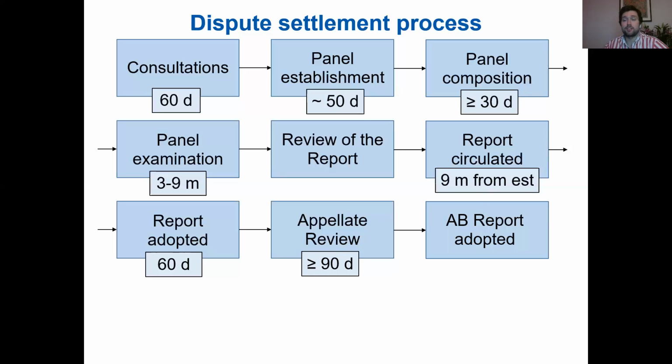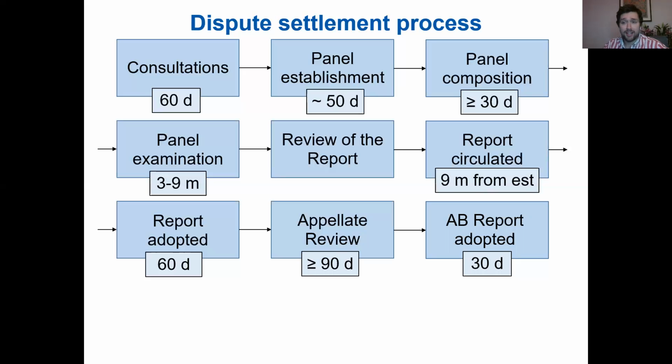What happens next? The appellate body circulates the report, then sends it for adoption, and then it gets adopted again by the dispute settlement body within 30 days from the moment of circulation. The violation is still there. So how long is this mechanism already? 2 years, 1 year and a half, easily.